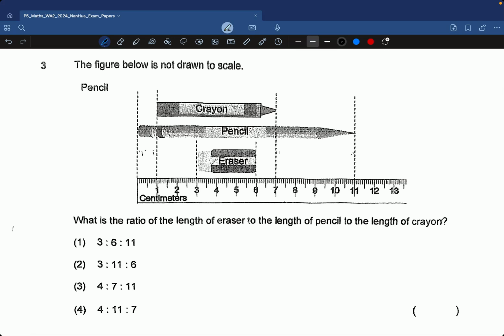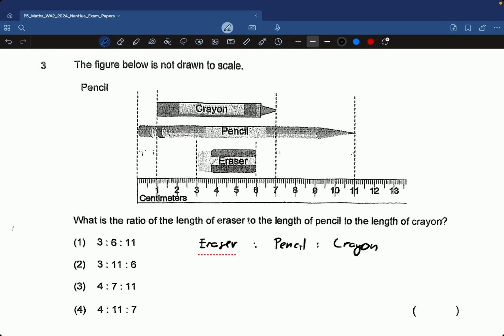The figure below is not drawn to scale. What is the ratio of the length of the eraser, the length of the pencil, and the length of the crayon? So we're going to write down the words over here, so it's easier for us to see. Eraser, then we also have our pencil, then we also have our crayon.